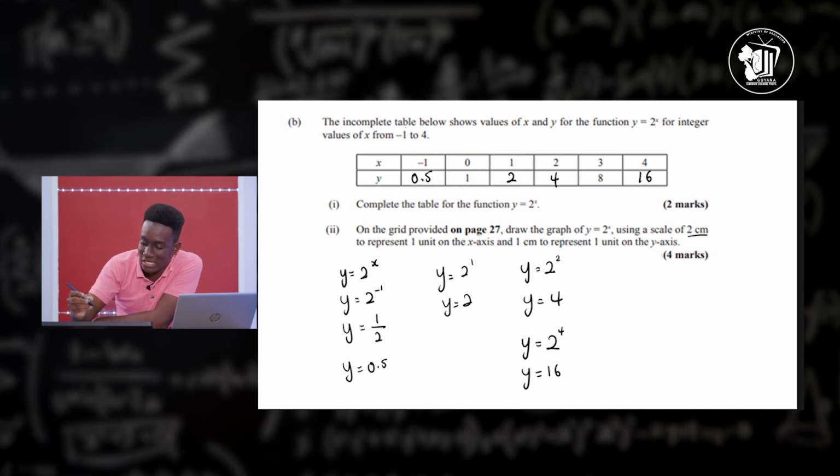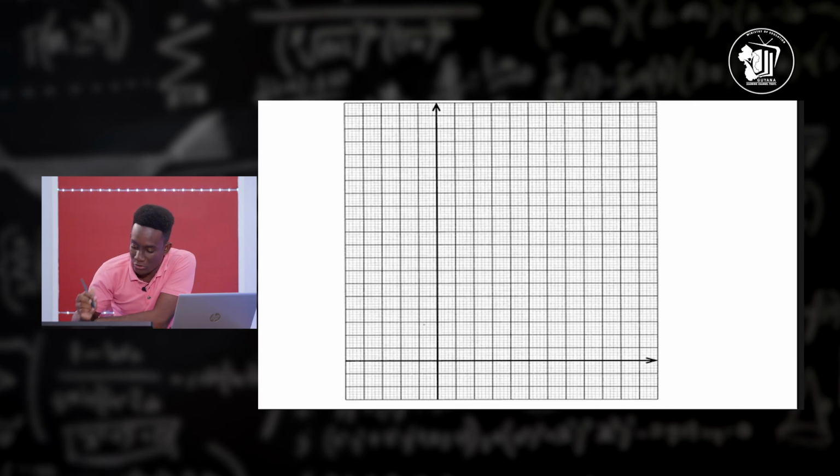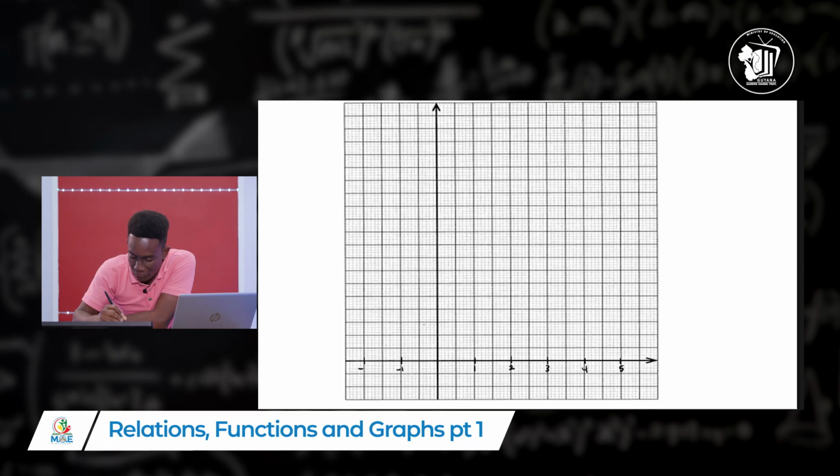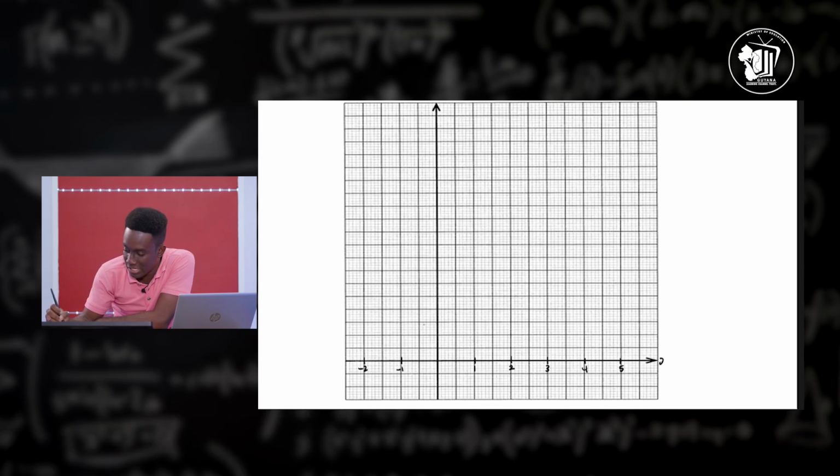But also they give us a scale, so we must follow this scale to the T to get all of the marks. So the first thing first, let's represent the scale. It says 2 cm to represent 1 unit on the x-axis. So for every 2 cm, this will represent 1 unit. So this will be 1. We skip 2 again. Here it would be 2, here would be 3, and here would be 4, and here would be 5. And then we skip again. Here it would be -1, here it would be -2. So that is on the x-axis.